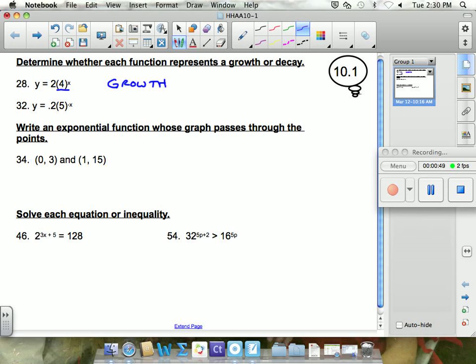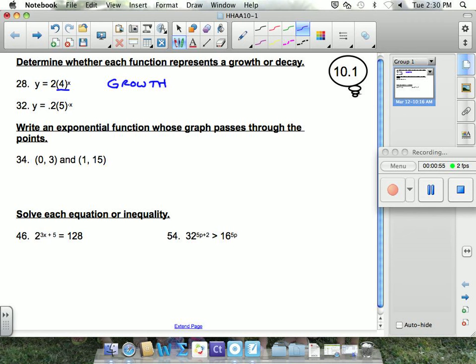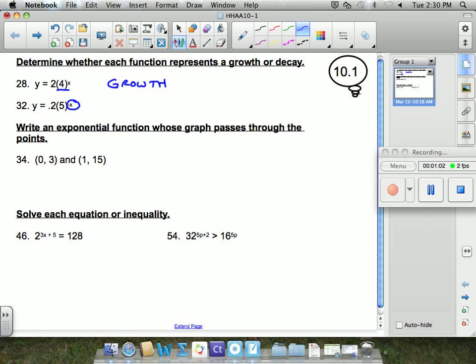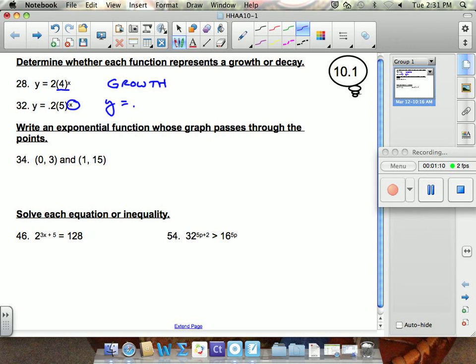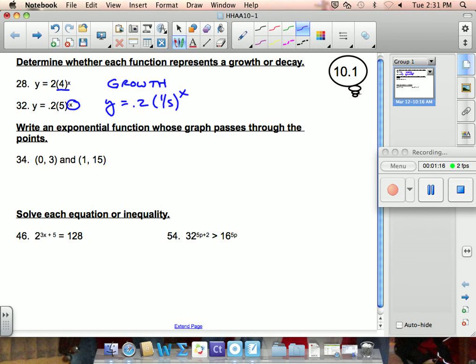Now along the same line, 32, it looks like the b value is positive 5. So at first you might think that's growth. But take a look at what happened with the exponent. The exponent is a negative x. Negative powers cause reciprocals. So this is a sneaky way of writing y equals 0.2 instead of 5. It's to the 1/5 and then x. So now when you look at the b value, that's a fraction.